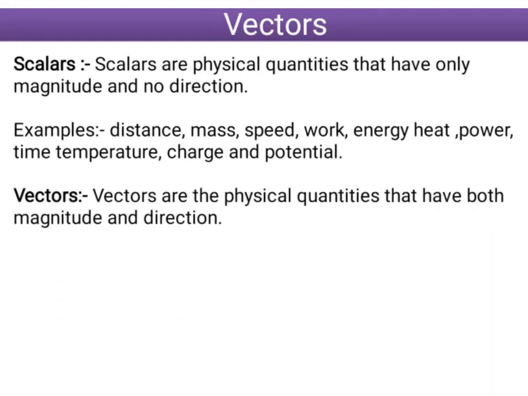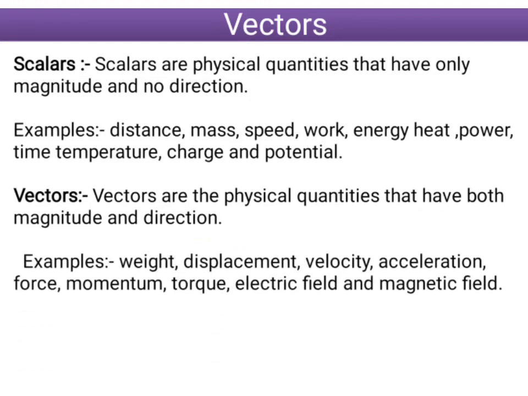If we define vectors, vectors are the physical quantities that have both magnitude and direction. That means to express such physical quantities, we require both magnitude and direction. Such physical quantities are called vectors. Examples are weight, displacement, velocity, acceleration, force, momentum, torque, electric field, and magnetic field. All these require both magnitude and direction for their expression.